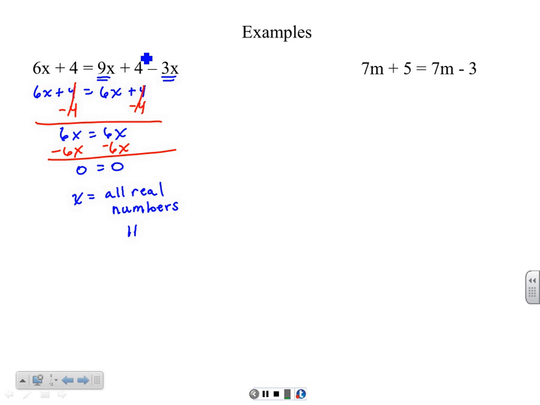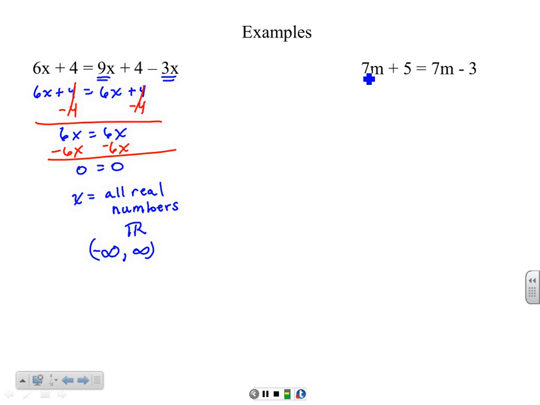Or a way that we can write that is double bar R. Or in your book, you're probably going to see from negative infinity to positive infinity. So that just means that any number from negative infinity to positive infinity, any number I can plug in for x and I would get a true statement. So this is a special solution equation, and you will see at least one of those on your test.